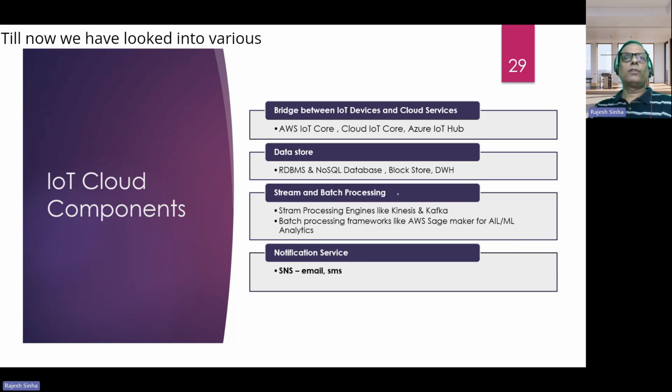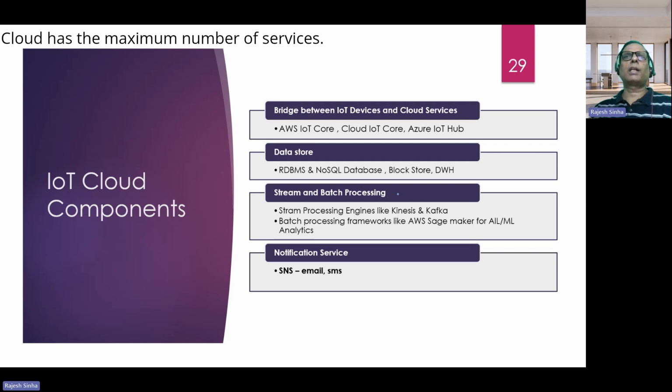Till now, we have looked into various components of the IoT ecosystem. We have looked into different kinds of architectures. We have seen some case studies, and one of the things we have been repeatedly talking about is the cloud system. All the data goes to the backend system, which is on cloud. So in this section, we are going to talk about the different components which are available on cloud, and we will primarily take the example of AWS cloud.